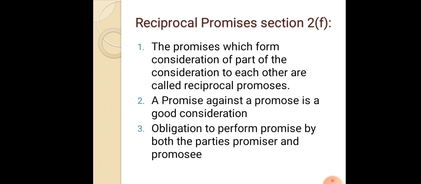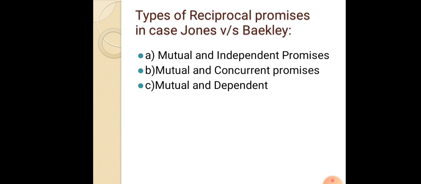Now we'll see another part, that is, types of reciprocal promises. All these types are recognized in the very famous case, John versus Beckley. The reciprocal promises have been classified by Lord Mansfield in the Johns versus Beckley case. So A, B and C, these are the types of reciprocal promises.